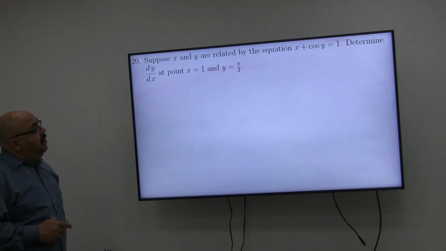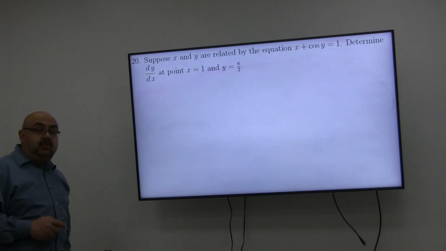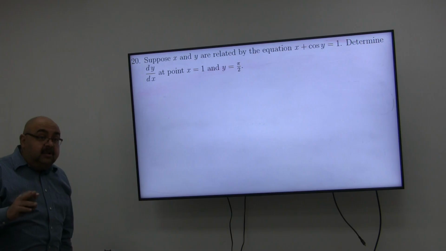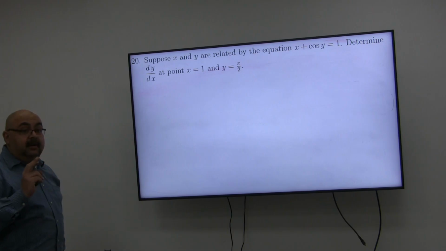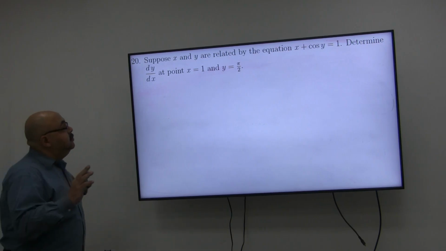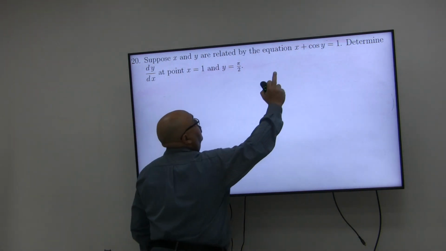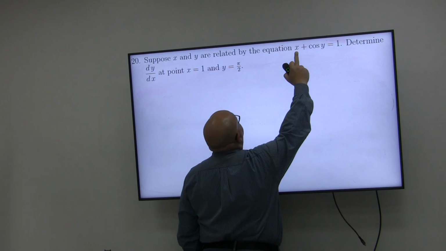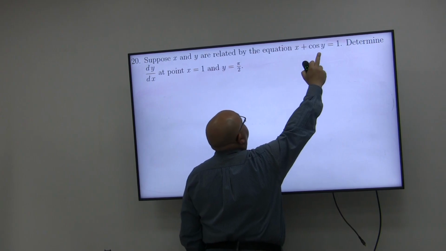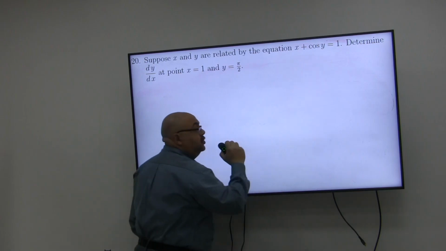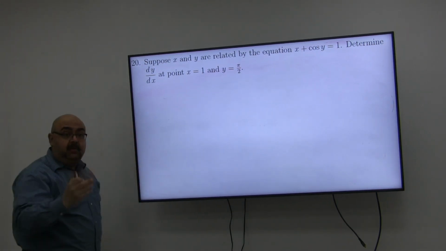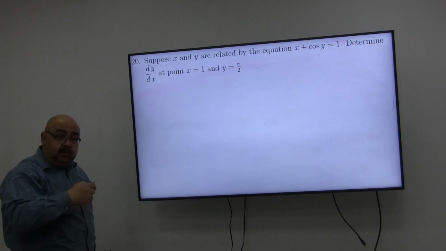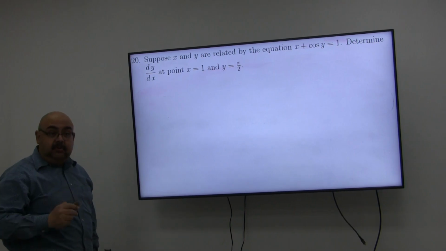Suppose x and y are related by the equation x plus cosine y equals 1. Determine dy by dx. First of all, let's substitute: I will put x equal to 1 and y equal to pi over 2. So cosine pi over 2 is equal to 0, and 1 is equal to 1, which means your function is equal to 0. If you bring it to one side, it's going to equal 0.